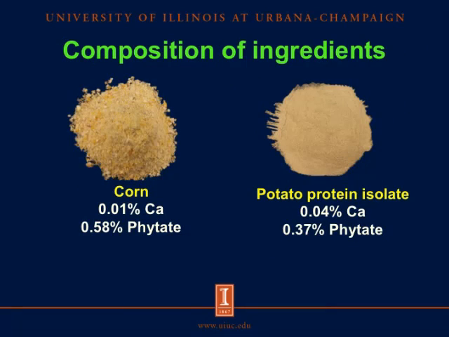We used corn and potato protein isolate as energy and protein sources because these two ingredients contain relatively low concentration of calcium. Also, because the objective of this experiment was to test the effect of phytase, the inclusion of these two ingredients was ideal to include some phytate in the diet.